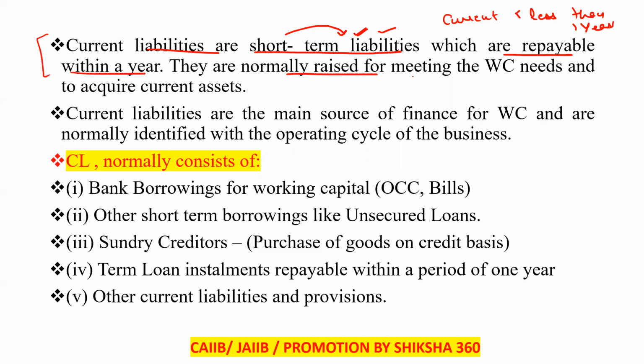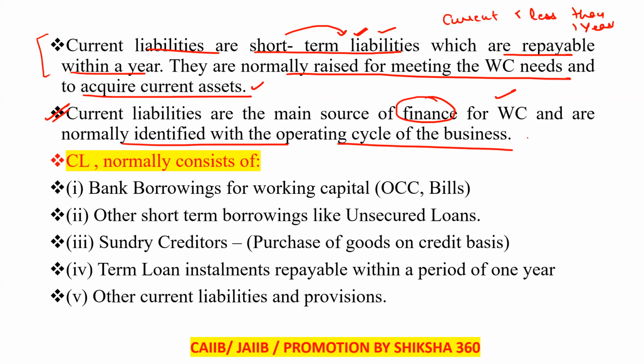They are normally raised for meeting the working capital needs and to acquire the current assets. So current liabilities are the main source of finance for the working capital and are normally identified with the operating cycle of the business.